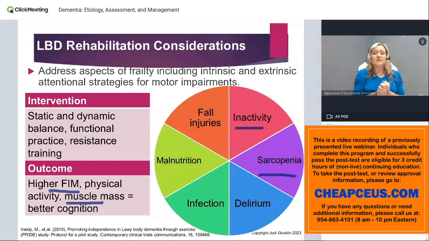So there are lots of benefits here. So we just need to find out how to train at the level for the patient cognitively and physically that we're working with. It doesn't mean we can't challenge them. We're actually seeing in the studies that there are benefits to doing so.